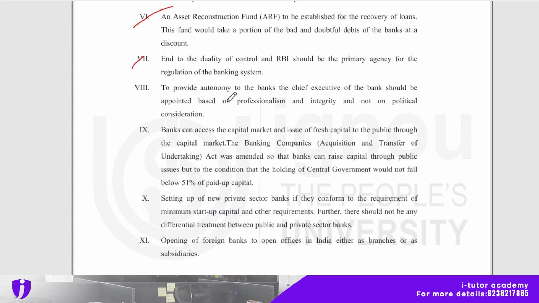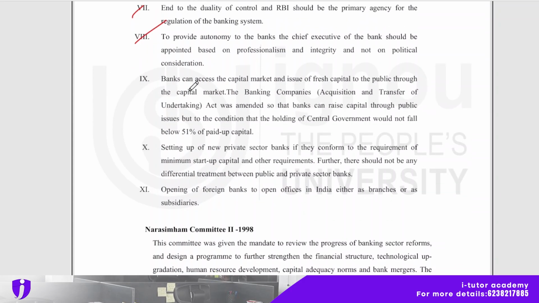And next is end to the duality of control, and RBI should be the primary agency for the regulation of the banking system. Next one is to provide autonomy to the banks. The chief executive of the bank should be appointed based on professionalism and integrity and not on political consideration.